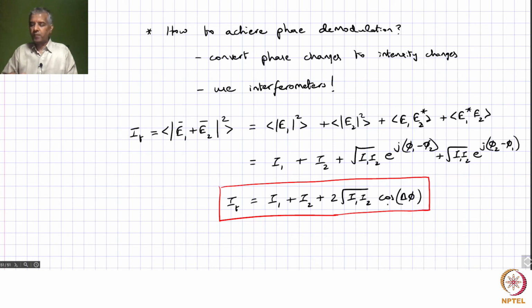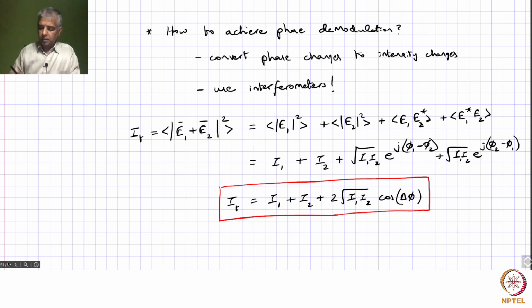Okay. So, we know everything else, we know I1, we know I2 and so on, and we know phi 2. The remaining part is phi 1, and so any change in phi 1 is going to cause a change in the total intensity. So, you have essentially demodulated this wave, the phase changes converted to intensity changes. Now, let us look at some specific examples and see how this is accomplished.